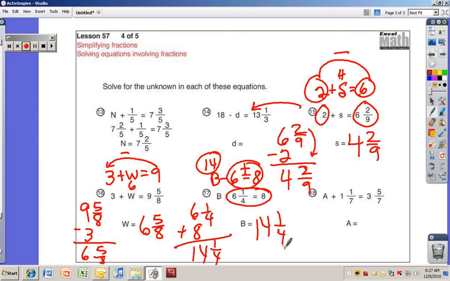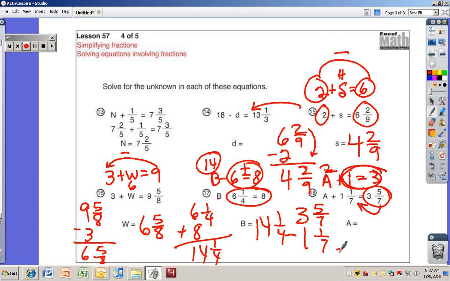And the last one, some number plus 1 equals 3. So let's make that a real easy problem. How do you get this using these two numbers over here? Well, the answer, of course, is 2. 2 plus 1 is 3. So 3 minus 1. So I'm going to take this number minus that number. So I do 3 5/7 minus 1 1/7. And 5/7 minus 1/7 is 4/7. And 3 minus 1 is 2. So the answer is 2 4/7. Ran out of space down there.